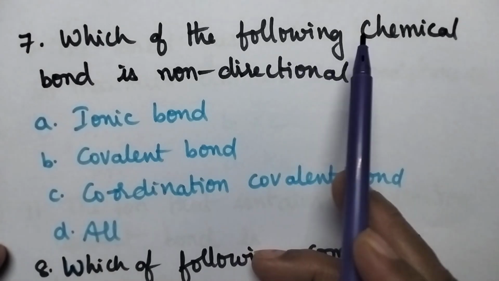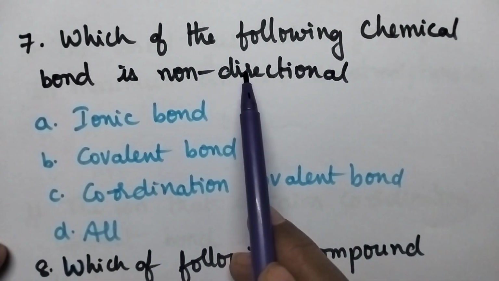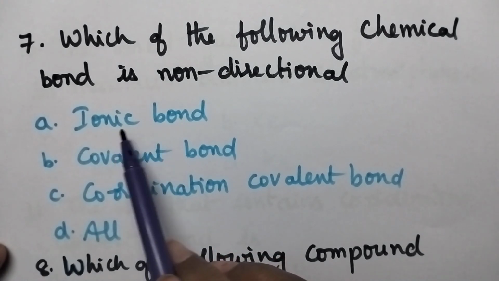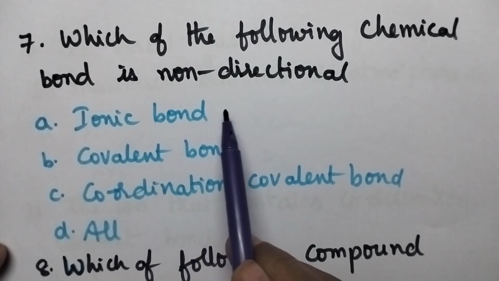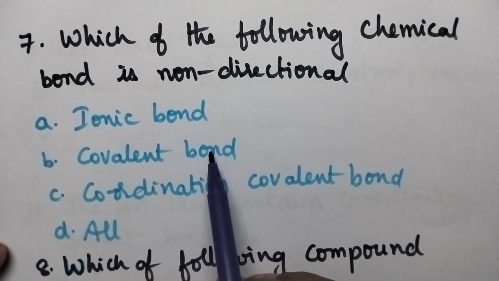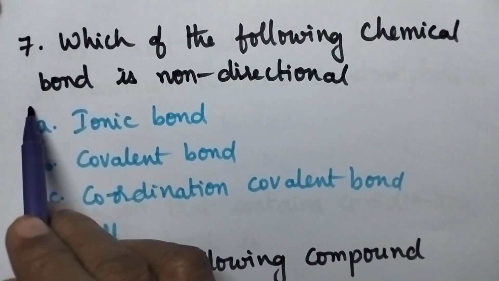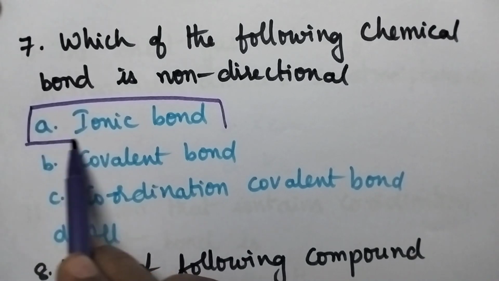Which of the following chemical bonds is non-directional? Coming to the given options, A is an ionic bond, it is non-directional, whereas a covalent bond is directional. So option A, ionic bond, is the right answer.